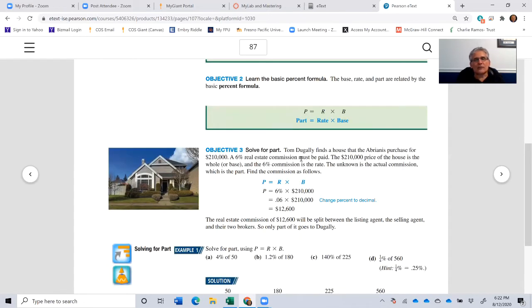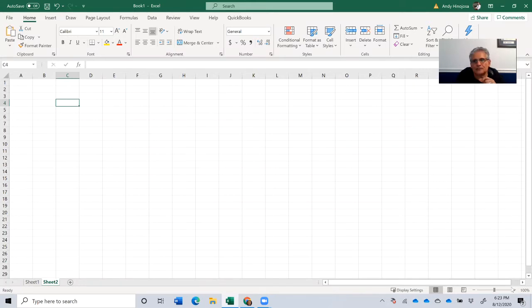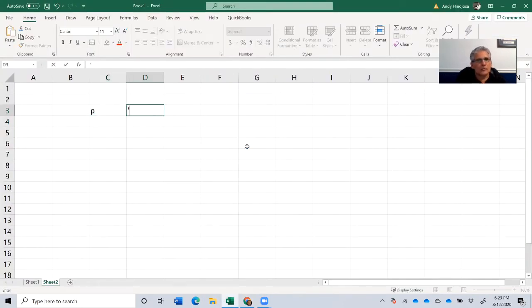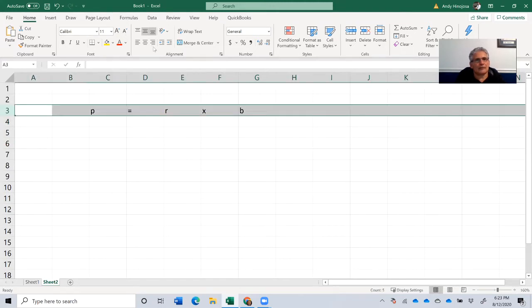All right, so let's figure out Tom Dugley's issue here. Let's say apparently he's making 6% commission off of real estate. So let's take a look. We know that the base formula is P equals R times B, base. I guess I could capitalize this. I'll do that right now.